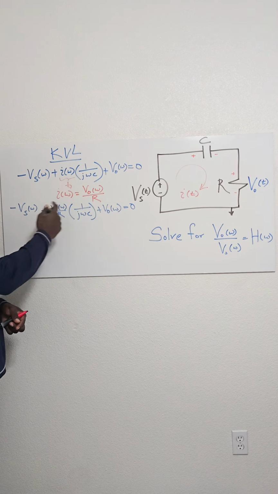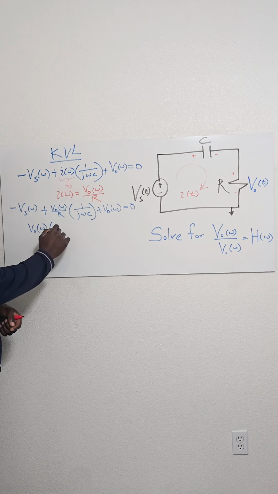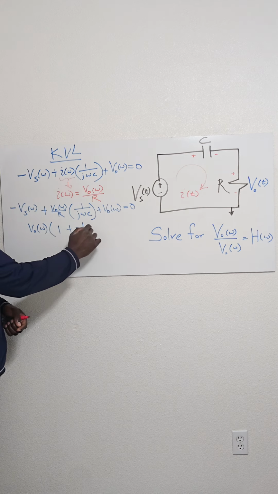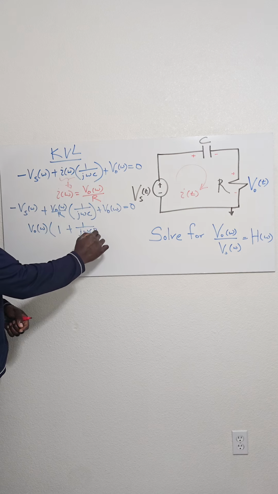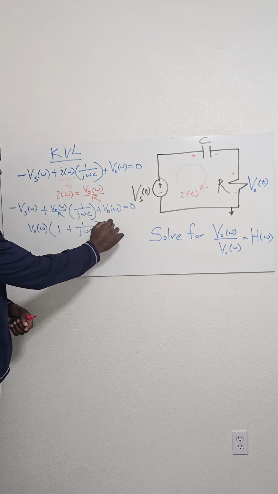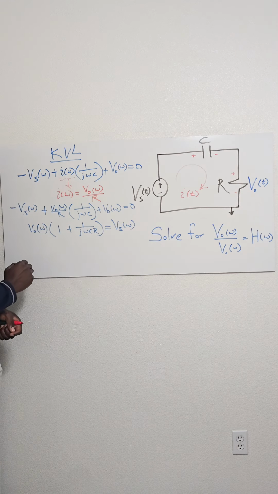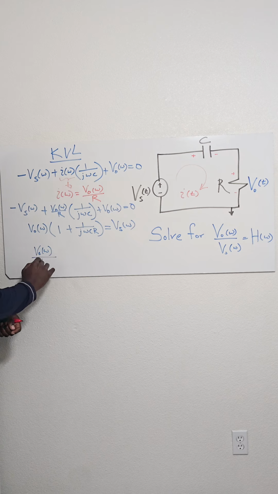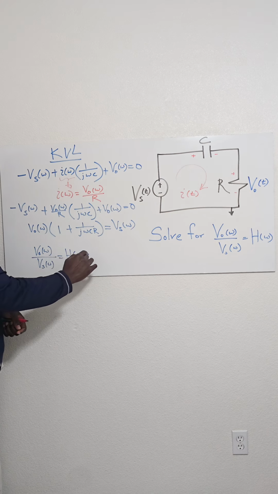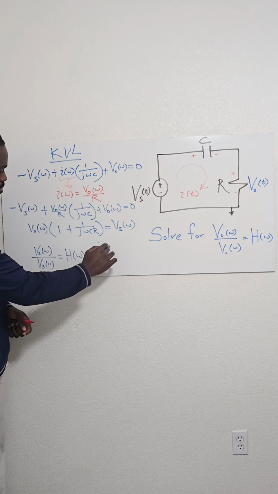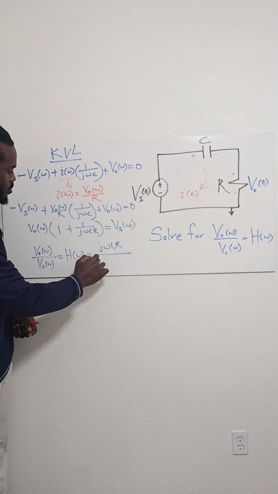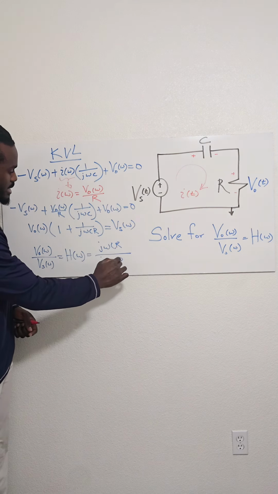Now let me go ahead and pull out a V out of omega and say then that this is 1 plus 1 over j omega c times R has to equate to Vs of omega. And now I can write my final answer by saying that V out of omega over Vs of omega, which is also equals to H of omega, is simply j omega c times R over j omega c times R plus 1.